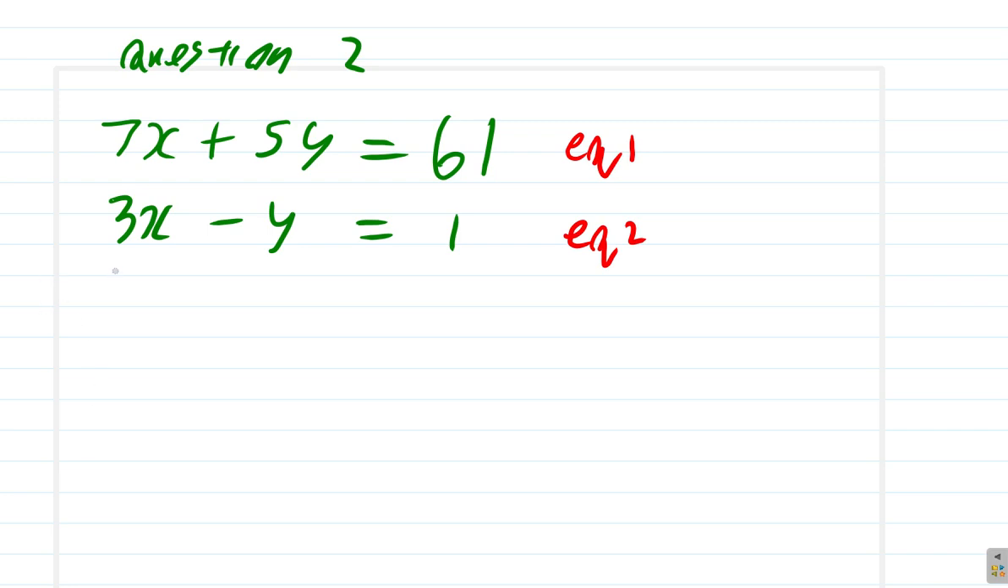Here, remember, you can always add 2 equations to get a third equation. You can always subtract 2 equations to get a third equation. You can always multiply an equation throughout by a number to get another equation. We cannot solve these as it is because we have 2 unknowns. In each, there is x and there is y. So we have 2 unknowns in equation 1 and 2 unknowns in equation 2.